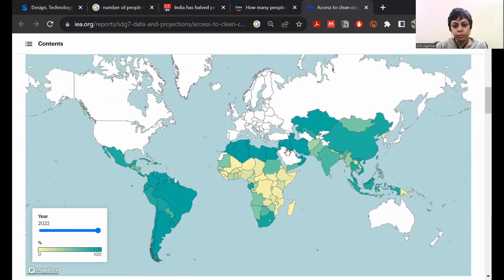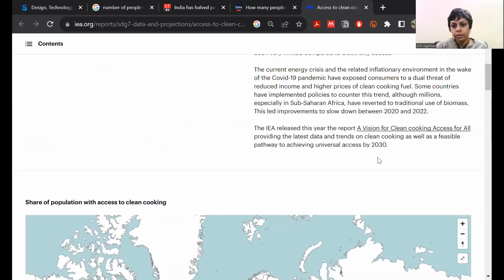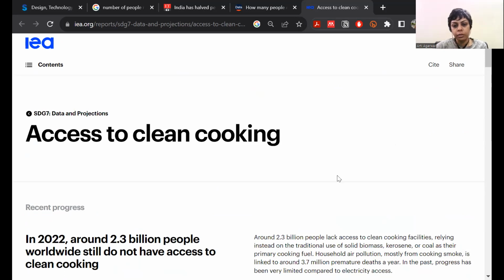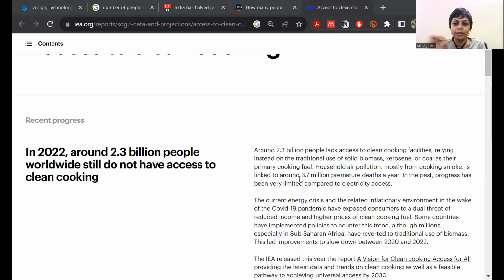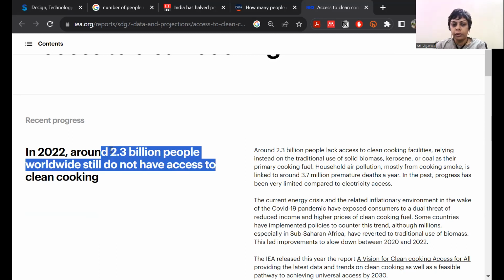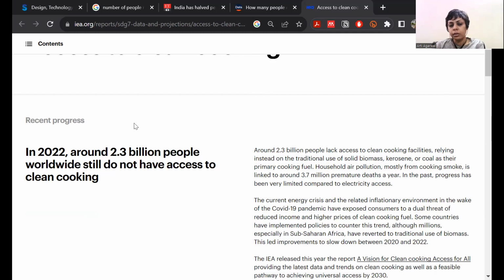All right, so this is just for your knowledge sake, so you understand where we stand on this. I wanted to show you this website. The statistic is a bit dated, I don't know in percentage terms what the percentage is right now, but up to the last statistic, which was taken in 2019 or something, it was 3 billion people who did not have access to clean cooking, which totaled to 40% of the global population at that point of time. But the latest one from 2022 is 2.3 billion. And I don't know what it is in percentage terms, but it is less than 40%.